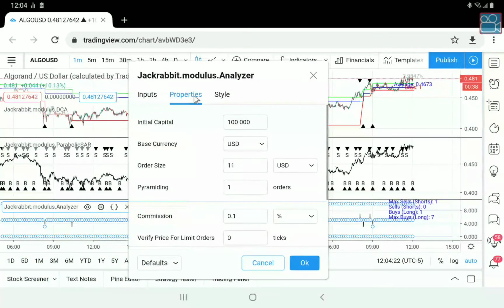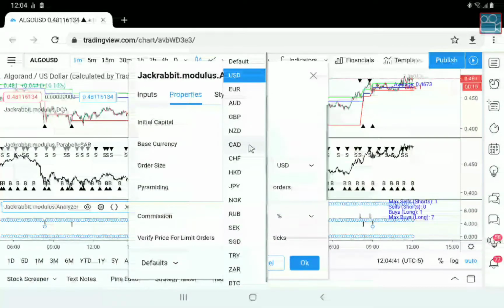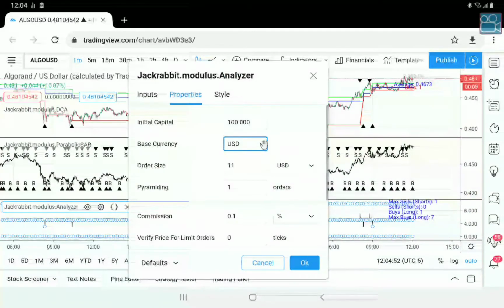Properties. This is your budget. You can set this to your real budget, but be aware that TradingView does have some bugs in this. This would be your base currency. If you use the US dollar, USDT, USDC, or any stable coin pegged to the US dollar, use this as your base currency.